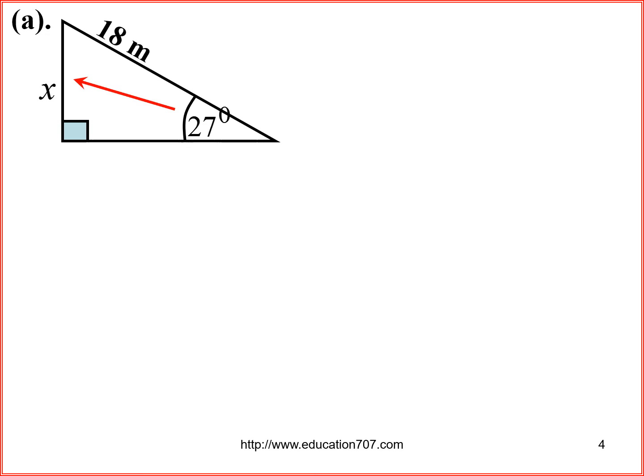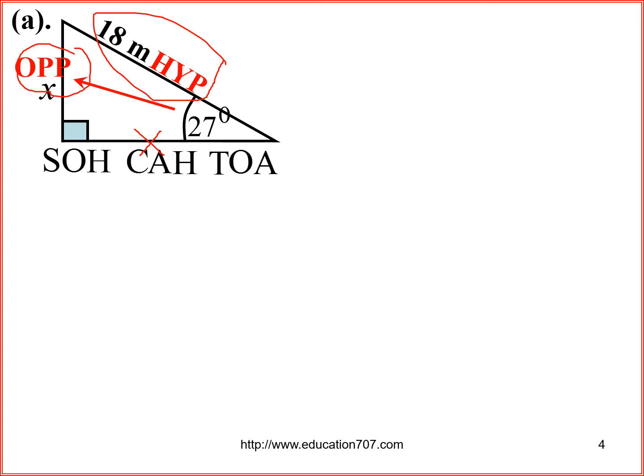Now solution part A. Angle given 27 degrees. Opposite to it is x, so x is the opposite. 18 is the longest side, this is the hypotenuse. The other side, adjacent, is not given and is not required to find. So we need to find opposite, which is x, and hypotenuse is given. So we are going to use only O and H. We write SOH CAH TOA. Where do we have O and H? It is SOH, which means we are going to use sine.